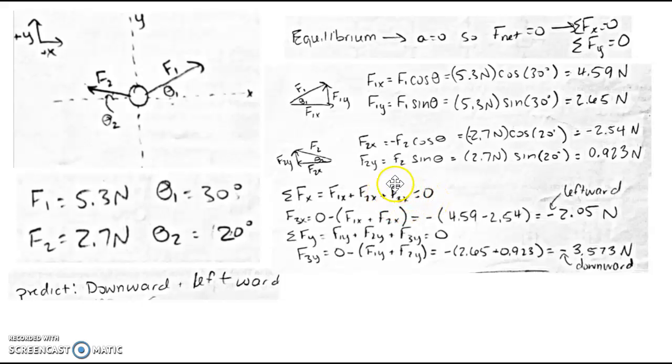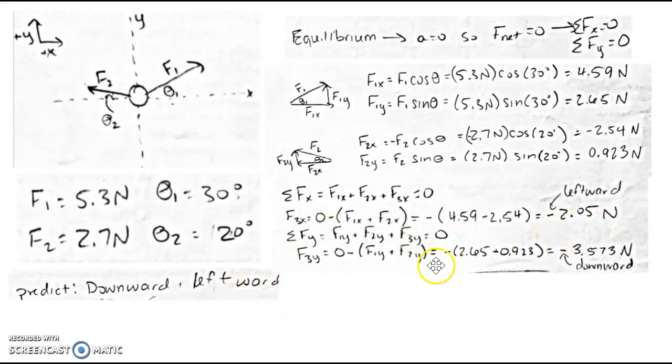Since I'm trying to find the x component of the third force, I have 0 equals F1x plus F2x plus F3x. Rearranging this, it's 0 minus (F1x plus F2x). Plugging in our numbers from before, we end up with the horizontal component of our third force being negative 2.05 newtons. That negative sign is important because it implies the force is leftward, which is what we expected. We expected it to act leftward horizontally, which is what we found mathematically here.